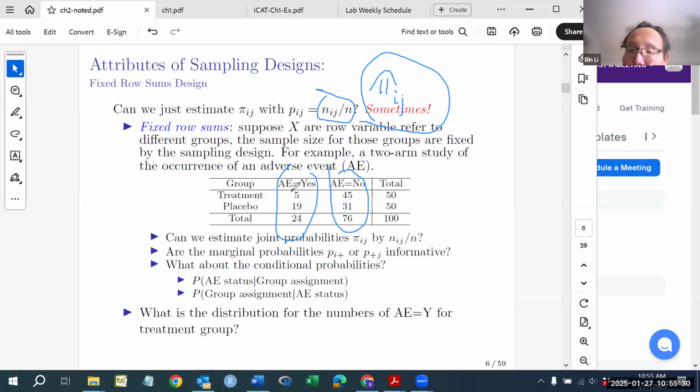Okay, so can we just use 5 divided by 100? Say the probability or the proportion of the subjects that have the adverse event and in the treatment group is 5%. No, we cannot say that because in this study, we are actually fixing the row sums. Okay. So in that case, what probabilities can we estimate? Okay, so the joint probability we cannot estimate properly because here we are fixing the row sums. Okay, so what we can estimate is what?